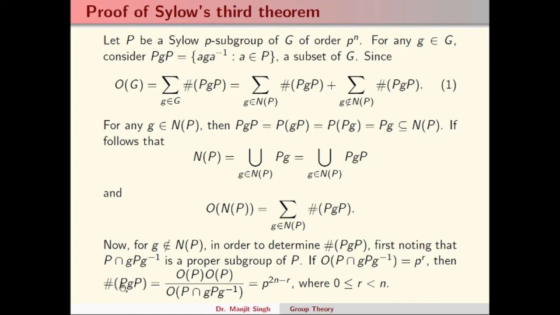So this is a double coset. The number of elements in the double coset is equal to the number of elements in P times the number of elements in P divided by the number of elements in this subgroup. So this is P^n, P^n, this is P^2n, and this is P^r. So the number of elements in PgP is P^(2n−r), and here r is less than n.